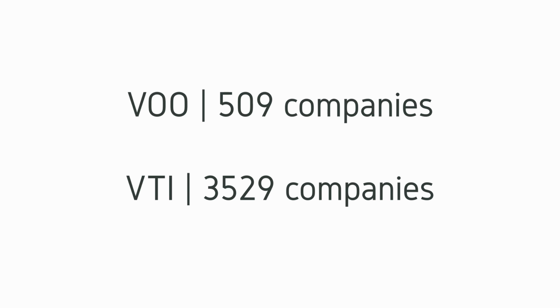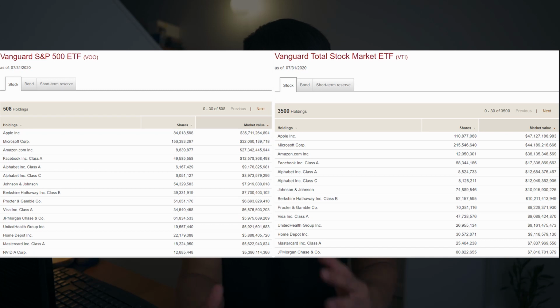To compare the S&P 500 and the total US stock market indexes, let's compare the ETFs for both. There's Vanguard's VOO for the S&P 500 and Vanguard's VTI for the total US stock market index. In terms of holdings, Vanguard's VOO contains 509 companies, while Vanguard's VTI contains 3,529 companies. Keep in mind that VTI contains all 500 companies within VOO. In fact, about 80% of VTI is VOO.